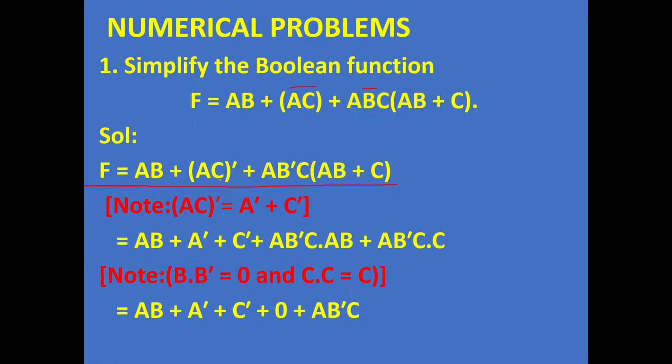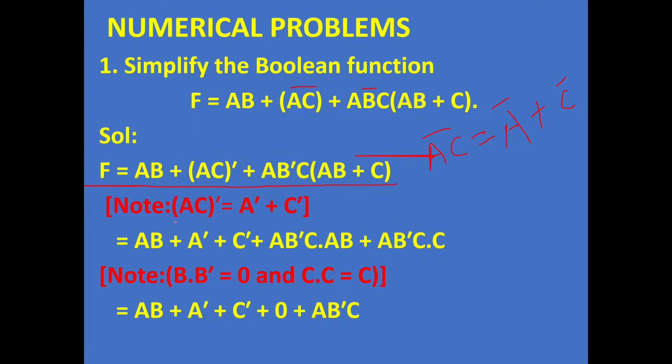So if you observe here, AC whole bar is there. AC whole bar, you can write as A into C whole bar. Don't bother about this line. According to Boolean rule, AC whole bar is equal to A bar plus C bar. So that is it.